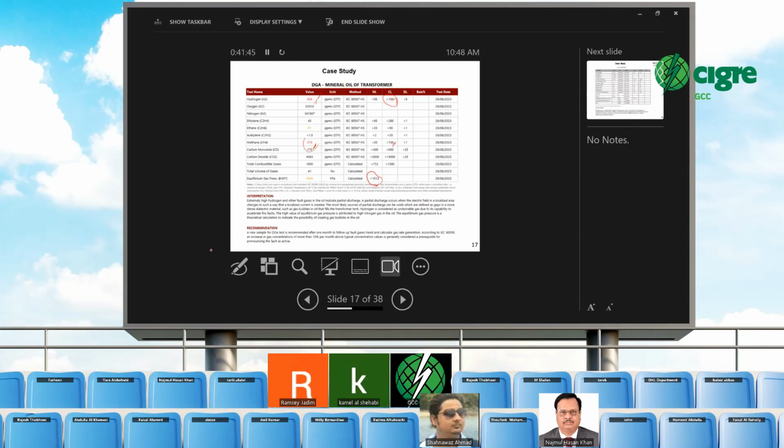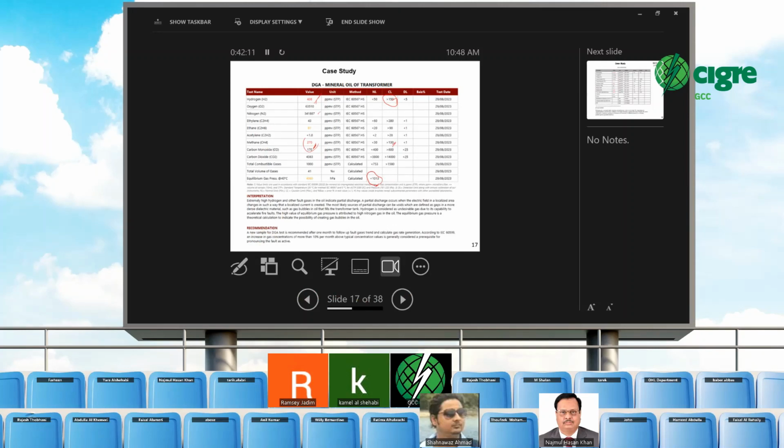Also, the equilibrium gas pressure here is attributed to high nitrogen. Of course, very high nitrogen can give me this also. So the equilibrium gas pressure is the total of the gas. And the recommendation in this case, we give them a new sample for DGA. This is recommended after 1 month to follow up the fault gases.